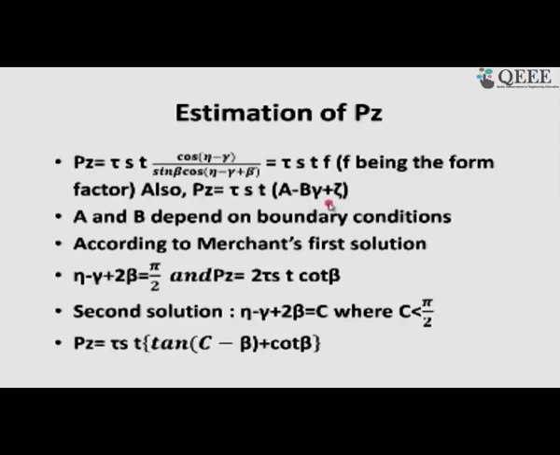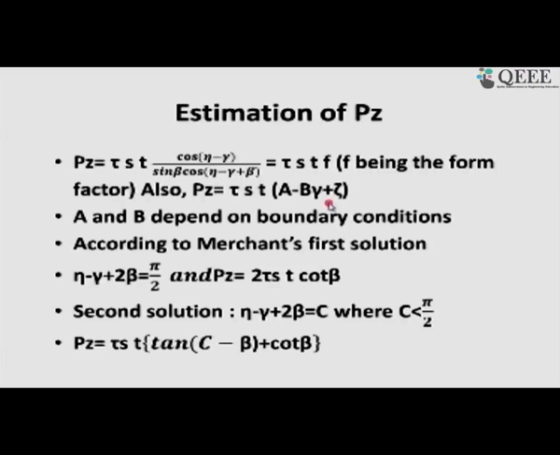Now, here Professor Merchant has a unique work of giving a solution to this problem where things are all unknown. Now, in this case, according to Merchant's first solution, we get eta minus gamma plus 2 beta is equal to pi by 2. Now, how do we arrive at that?